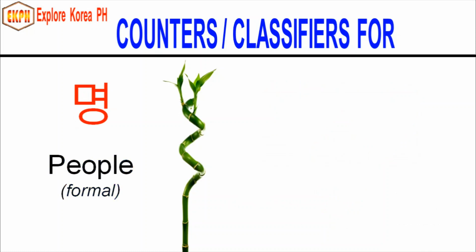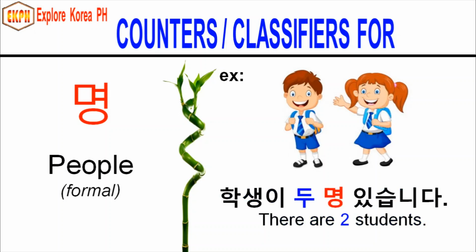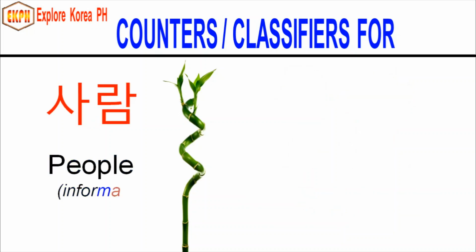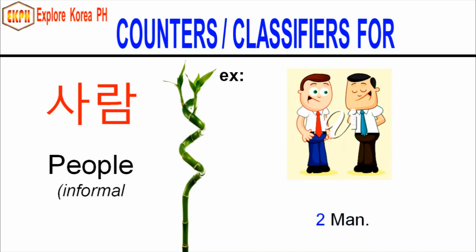Alright? Now, we can use 명 naman for formal form. For example, there are 2 students. Okay? So, student is 학생. 학생이 2명 있습니다. So, 2 students. Student 명 is people. Okay? Kung informal naman, for example, you are just telling 2 men. Okay? When I say, 2 tao, 2 lalaki. 2 saram. Okay? 2 saram. 2 mama.